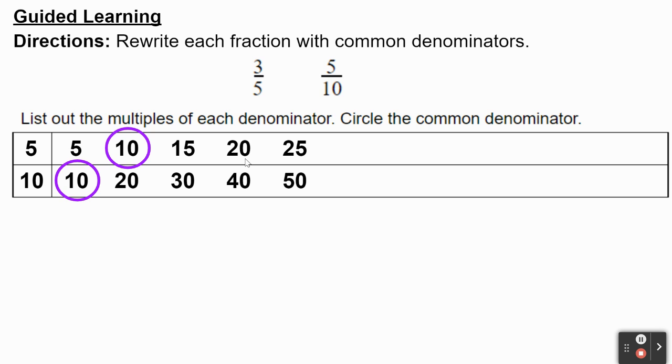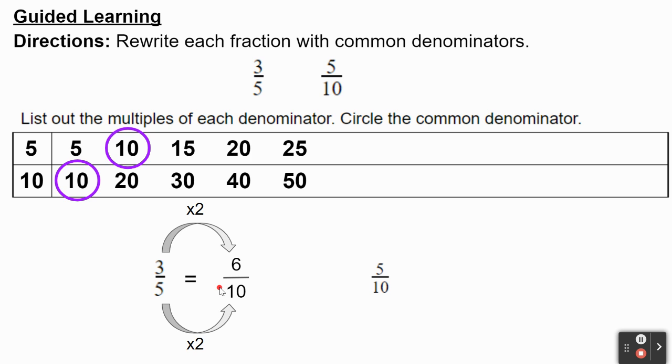So let's rewrite 3/5 using our denominator as 10. So on the bottom here, we're going to put a 10 because that's our common denominator. Now let's think, what can we multiply by 5 to get to 10? Well, 5 times 2 is 10. So since we multiplied by 2 on the bottom, we're going to multiply by 2 on the top as well to create our equivalent fraction. 3 times 2 equals 6. So that means 3/5 is equivalent to 6/10.